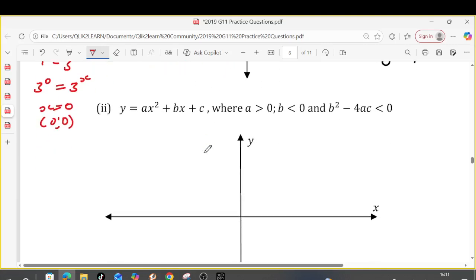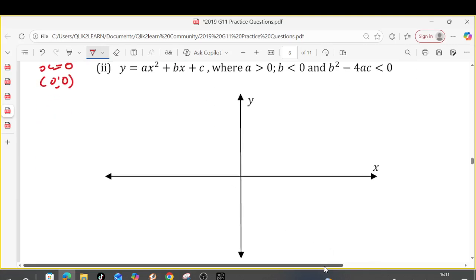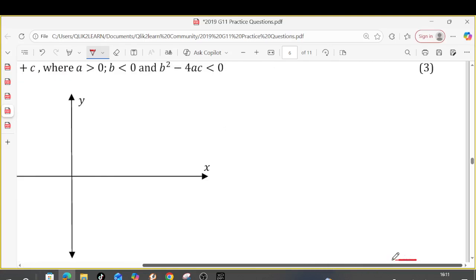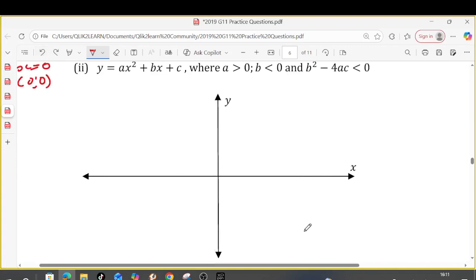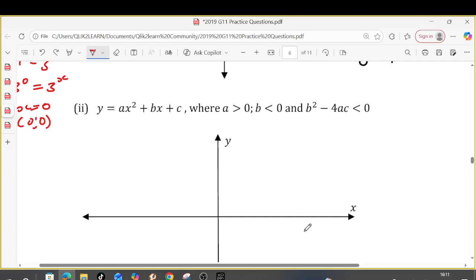So guys, I just need a moment. You see this question, how many marks? I'm not sure if I should explain this, but this is 3 marks. Let me try and explain it and see if you guys are going to understand. Look at this question. I'll try and explain how you can draw this graph. Let's see if you guys will get this.